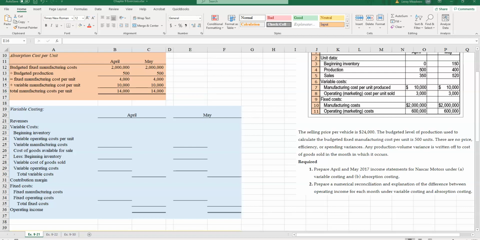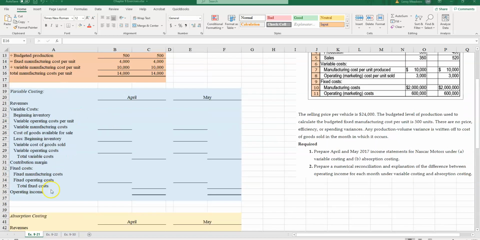So we're going to begin with calculating the revenues. Now, it's important to note that no matter which method we use to compute operating income, whether it's variable costing or absorption costing, the dollar amount of revenues is going to be the same. Why? Because we're taking our actual selling price of $24,000 times the actual number of units sold. So the selling price does not change. There's no special computation, no differentiation between variable costing and absorption costing.